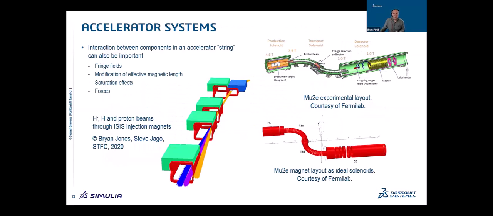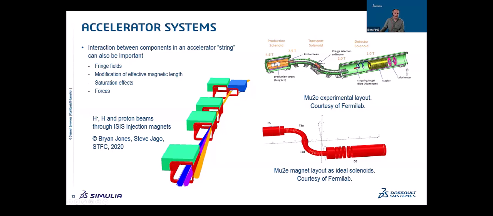It's also important to simulate systems of accelerators. There can be lots of interactions between magnets that are close together. For instance, the magnets have fringe fields at the edges that may interact with each other, which may modify their effective magnetic length. You can get saturation effects where the steel becomes saturated in a way that affects the field of nearby magnets. And they can also apply forces on each other and other nearby components.